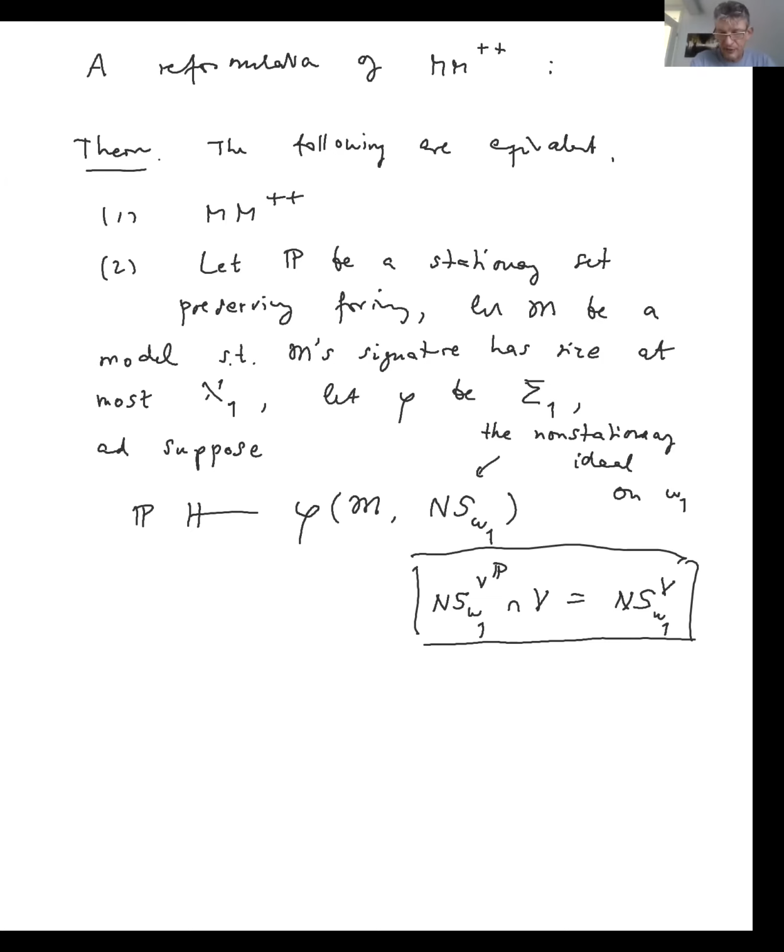Okay, so we have a stationary set preserving forcing. We have a model M. We may think of the model as big. We may think of the model as being transitive. A signature of size at most Aleph1, phi is Sigma 1, and we suppose that it's forced. Then in V, and I wanted to stress that when I write NS sub omega 1 in this formula, it's the collection of non-stationary sets in the extension. So this is what NS sub omega 1 means in this line here. Then in V, there is a J.